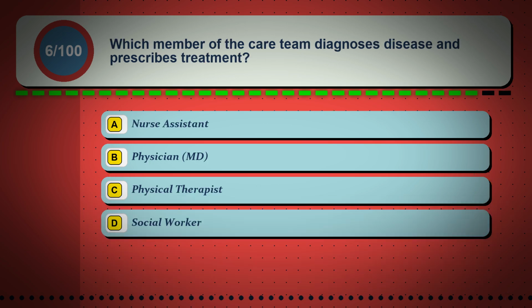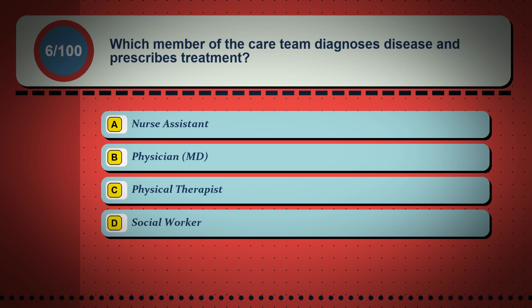Question 6. Which member of the care team diagnoses disease and prescribes treatment? Option A, a nurse assistant. Option B, physician, MD. Option C, a physical therapist. Option D, social worker.